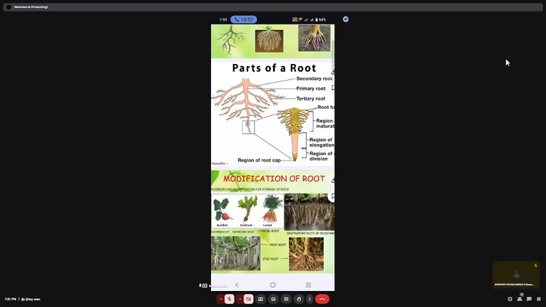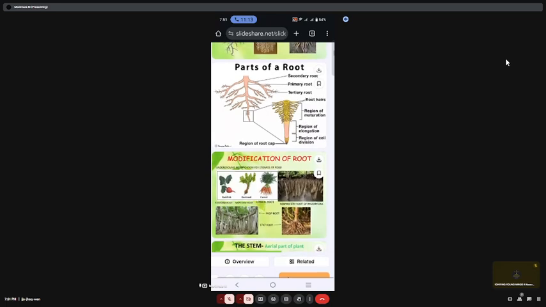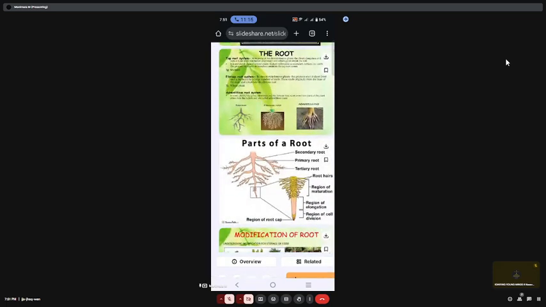And the reproductive structure of flowering plants is called what? Flower. The flower is the reproductive part of flowering plants. It bears both the male and female reproductive parts. The male reproductive part is called androecium, and the female reproductive part is called gynoecium. These things we have learned in the introduction to the topic.